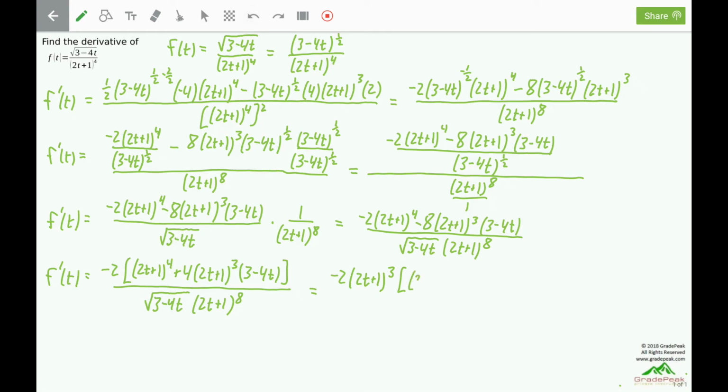So that'll give us a 2t plus 1 plus a 4 times 3 minus 4t, all over this denominator, which is the square root of 3 minus 4t, and then 2t plus 1 to the 8th power. Now at this point, we've factored out a 2t plus 1 in the numerator, and we can cancel down the 3 powers up here with 3 of the powers here. We subtract the exponents. That'll leave us 5 powers left over in the denominator.